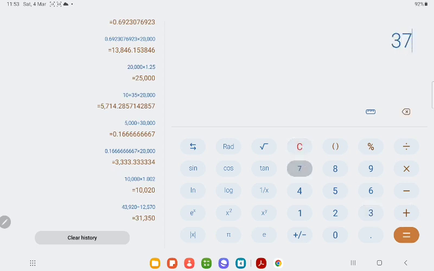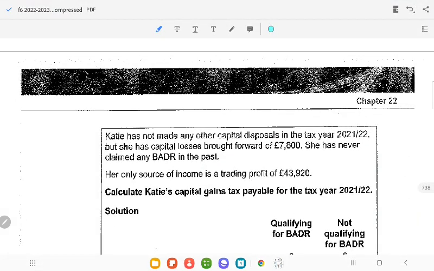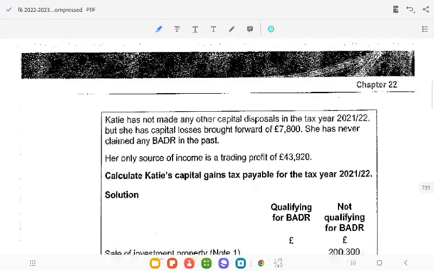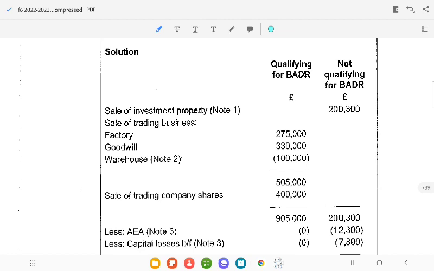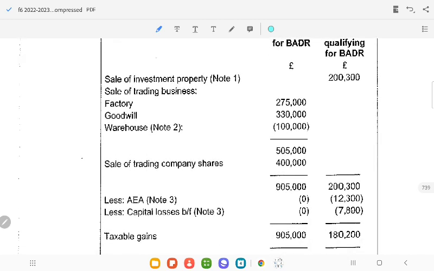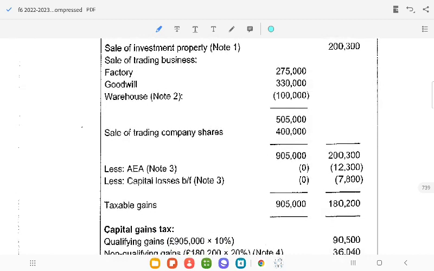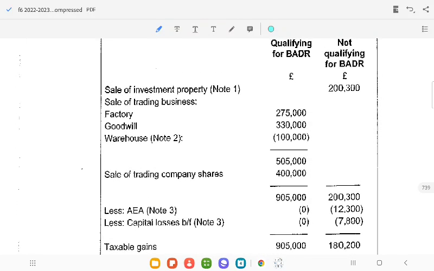If we consider the unused basic rate band, this would be 6,350. But as a result of claiming BADR relief, the individual has to sacrifice the benefit of the unused basic rate band. As for presentation, the non-qualifying asset like the investment property is written in a separate column from the assets qualifying for BADR relief. For the assets that are not qualified for BADR relief, the capital losses and annual exempt amount are deducted from them.